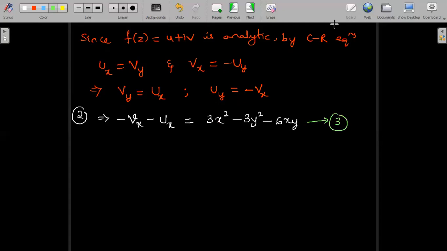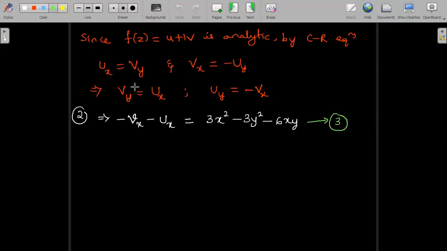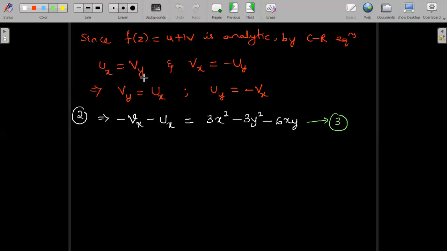Right. Let us just observe the previous expression once. So did we do it correctly, the substitution and all that? So we have uy minus vy. Uy is nothing but, by CR equations, uy is equal to minus vx. So that is why minus vx here. And there was a minus sign already, so I wrote the minus sign as it is. And vy is equal to, from CR equations, vy is equal to ux. So that is why we have got ux here.